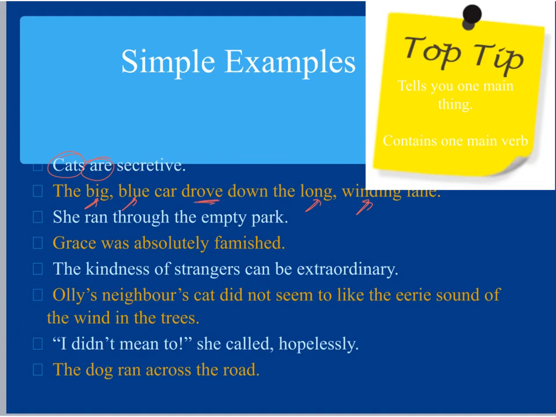She ran through the empty park. Yep, simple sentence. Grace was absolutely famished. Simple sentence. The kindness of strangers can be extraordinary. Simple sentence. Ollie's neighbour's cat did not seem to like the eerie sound of the wind in the trees. Still a simple sentence, one idea. Makes complete sense. "I didn't mean to," she called hopelessly. The dog ran across the road.